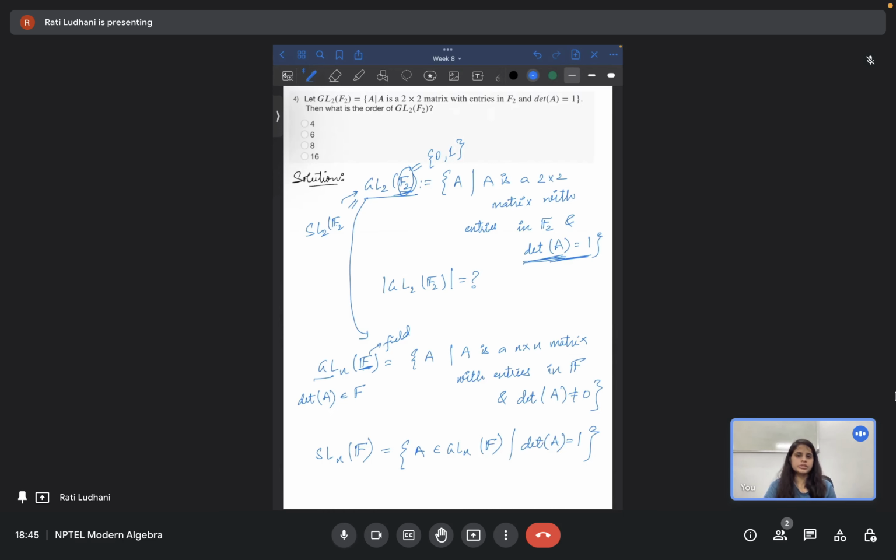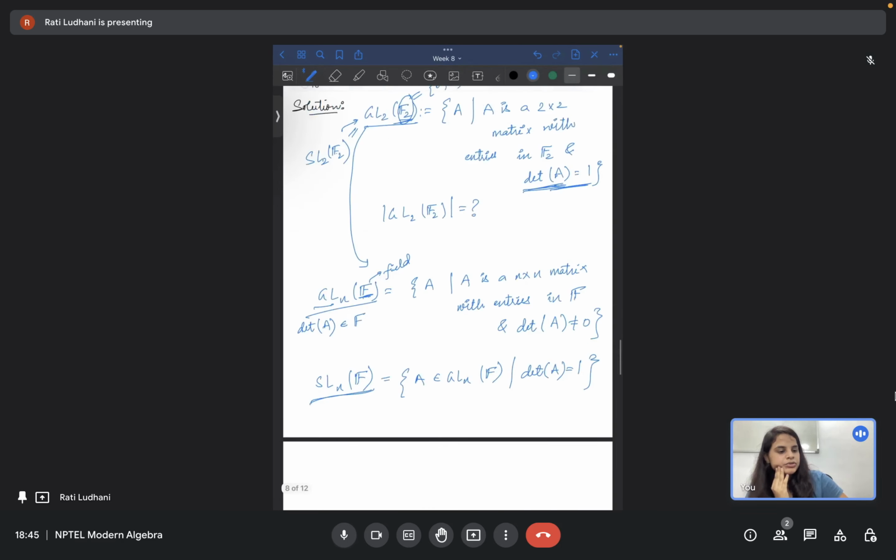For example, if it is given F3, then determinant could be 1 or 2. Both are the options. So in that case, there's an issue, and these two things are different. Okay, so let's see. Now we need the values.